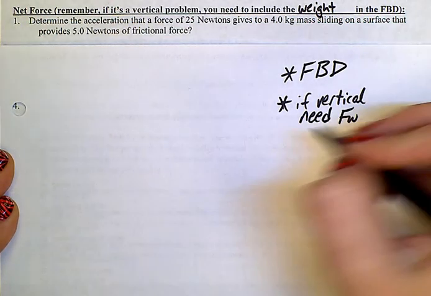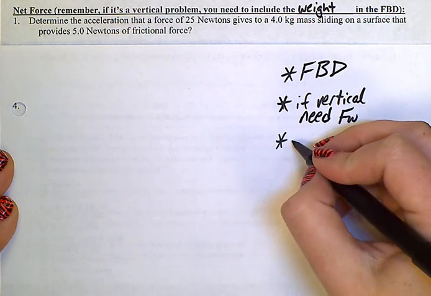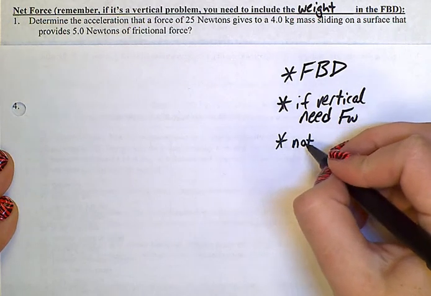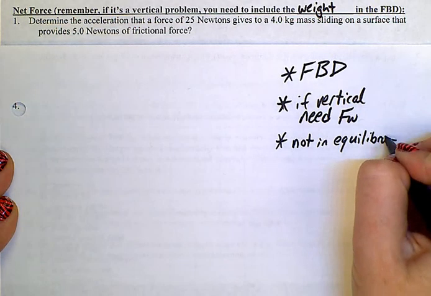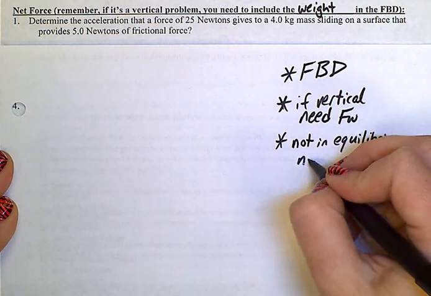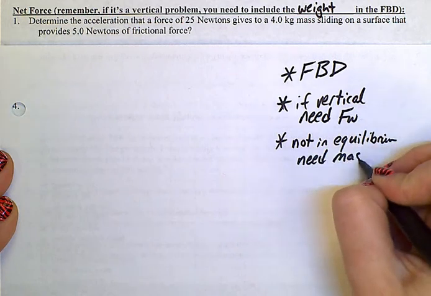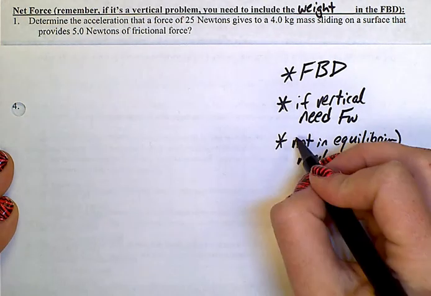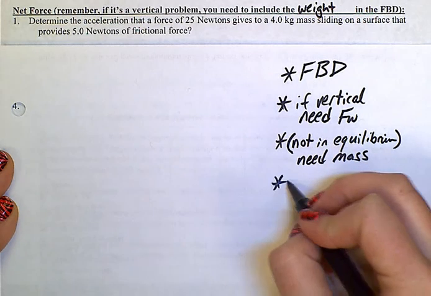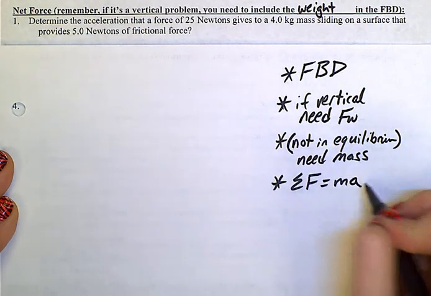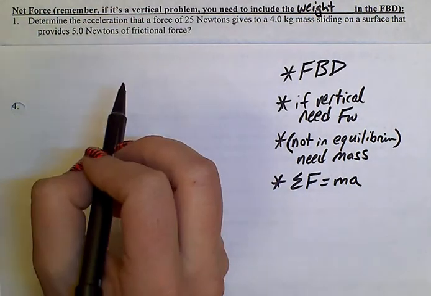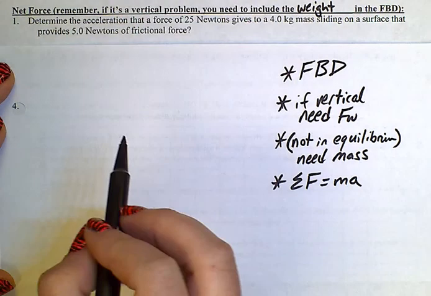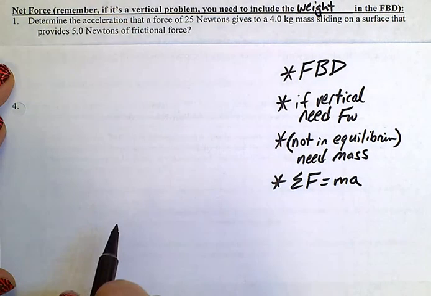And unless it's in equilibrium, then you're going to need the mass, and that is most often. And then sum the forces and set them equal to m times a, the steps that we're doing for each one of these. Alright, so number 1: determine the acceleration that a force of 25 Newton gives to a 4 kilogram mass sliding on a surface that provides 5 newtons of frictional force.